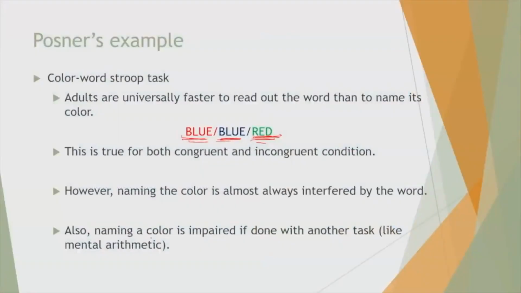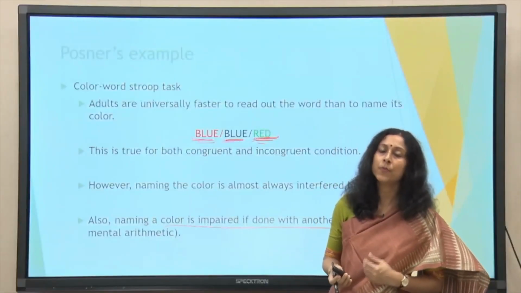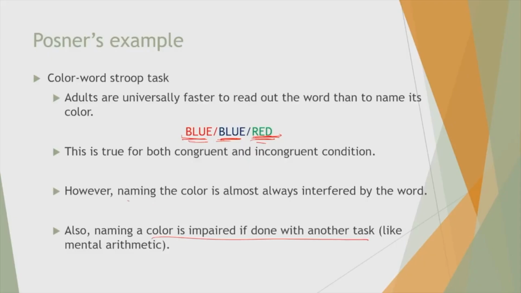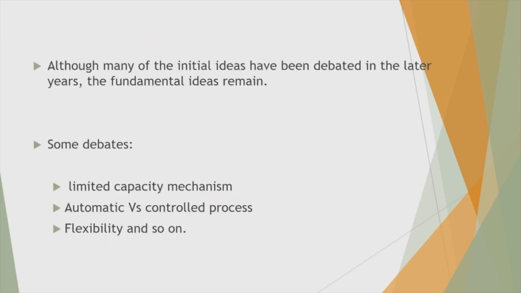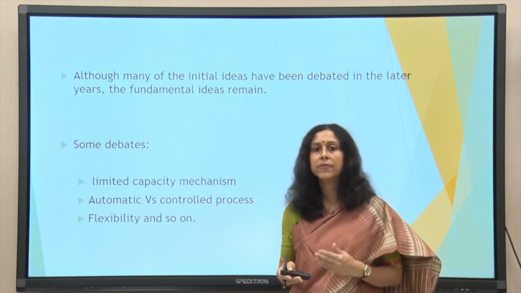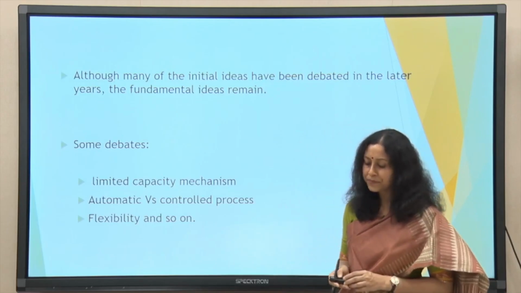So, naming a color is impaired if done with another task as well. So, control processes are open to interferences. In one case it is interference by the word itself, in other cases it is interfered by another task that is given to the participant, which does not happen if it is an automatic process. So, these are some of the initial landmark studies that showed the difference between automatic versus controlled processes.